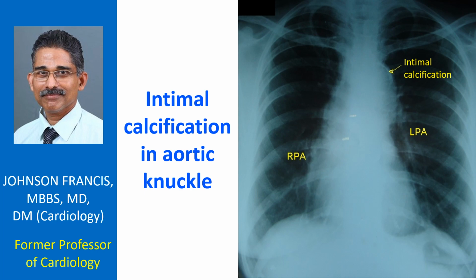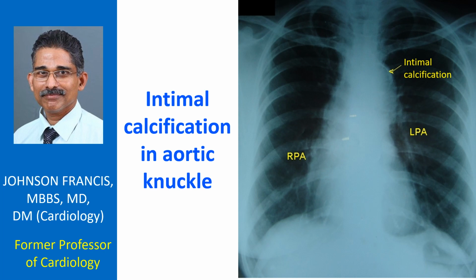Calcification of the intima of aortic knuckle is a common finding in the elderly. Usually it is of no significance. But a separation of the intimal calcification from the edge of the aortic knuckle shadow indicates a separation of the intima from the media, as in aortic dissection. This has been called the calcium sign in aortic dissection.